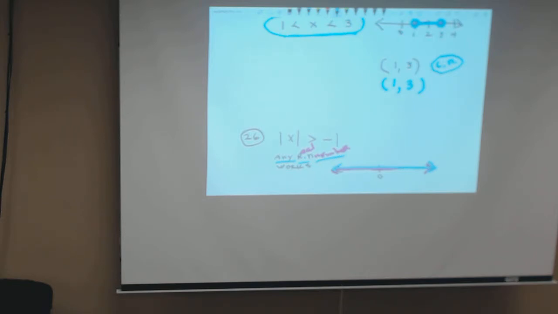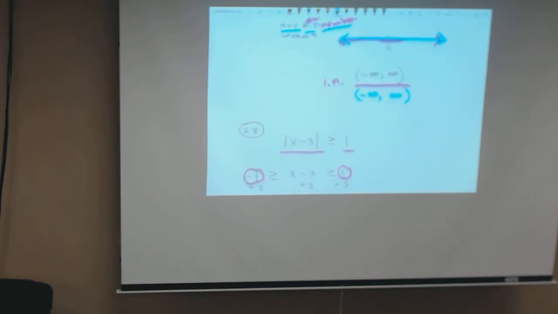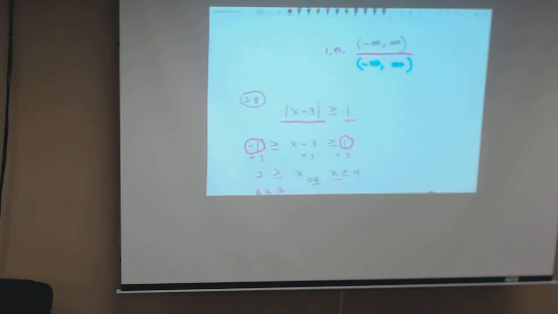So how do you do that in interval notation? A parenthesis, another parenthesis, and from negative infinity, comma, positive infinity. There you go. That's kind of dumb, but hey, since he put that problem in the book, we'll work it. Number 28 says the absolute value of x minus 3 is greater than 1.